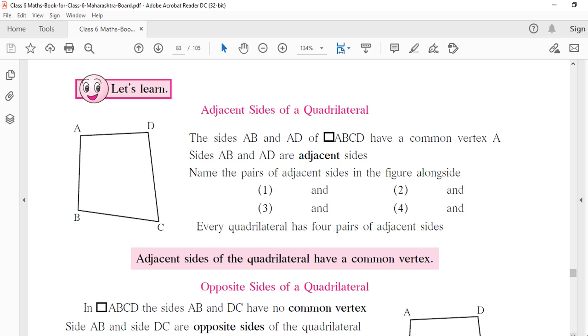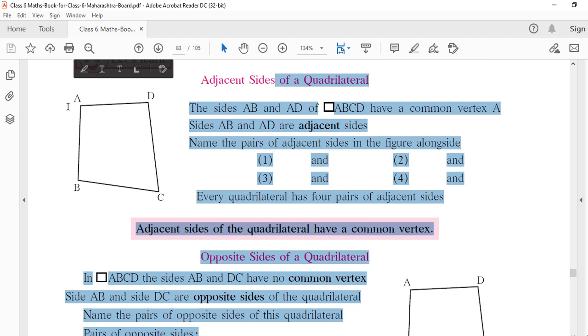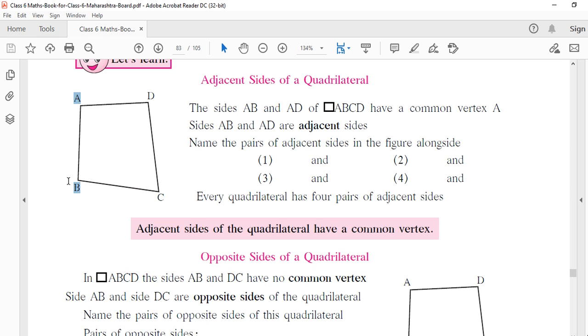Now let us understand what are adjacent sides of a quadrilateral. Adjacent, in simple meaning, means बाजू वाला, your neighbor is your adjacent. Similarly for a quadrilateral. This AB is your first side, this is your second side, this is your third side CD, this is your fourth side AD.